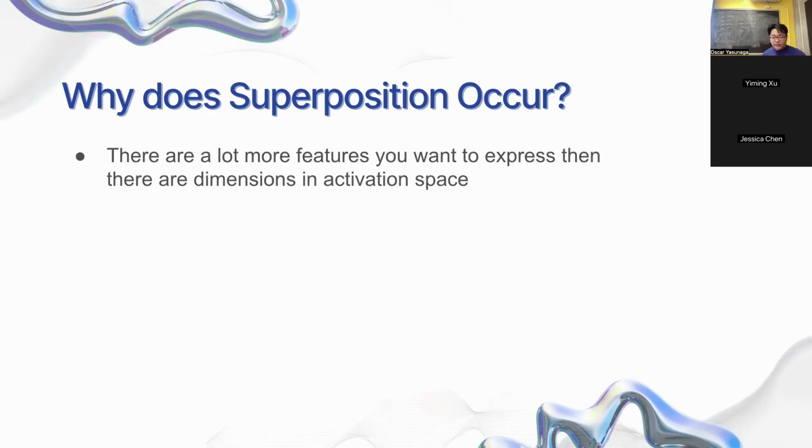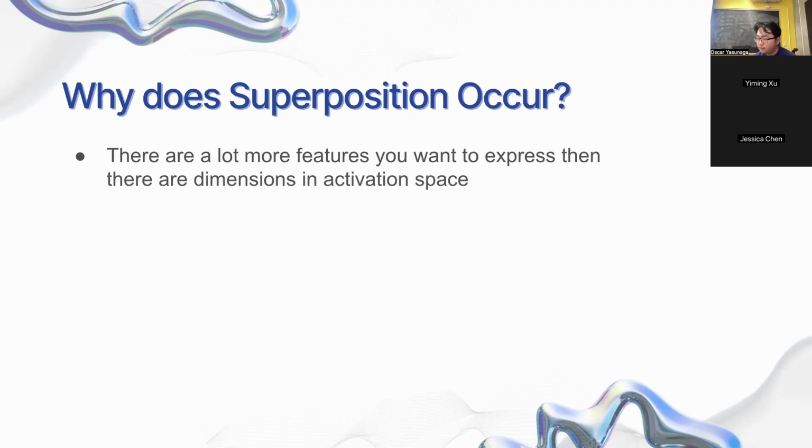So why does superposition occur? This combination of features, why does this occur? It occurs because at a high level, there are just a lot more features you want the model to learn or express than the dimension of your activation space.